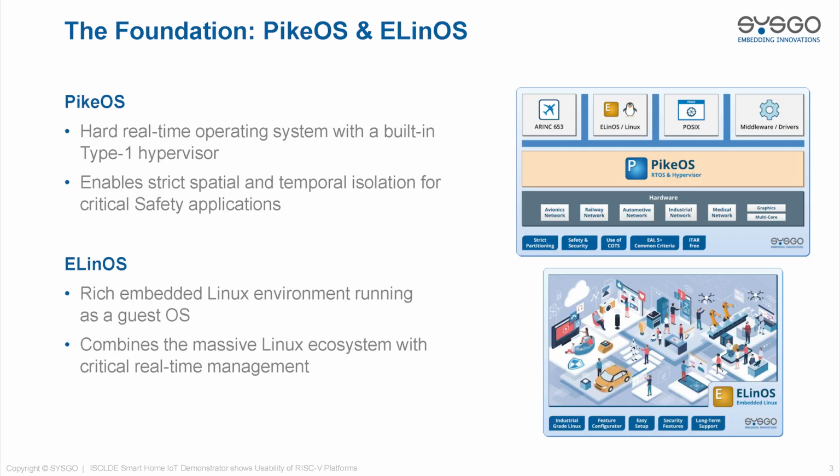project. The foundation stone is PikeOS, a hard real-time operating system with a built-in type 1 hypervisor, which enables strict spatial and temporal isolation for critical safety applications. On the other hand, ELinOS is a rich embedded Linux environment running as a guest operating system, which combines the massive Linux ecosystem with critical real-time management.